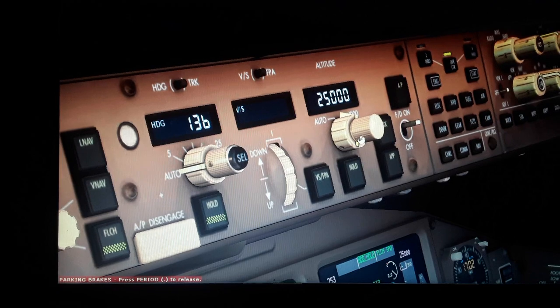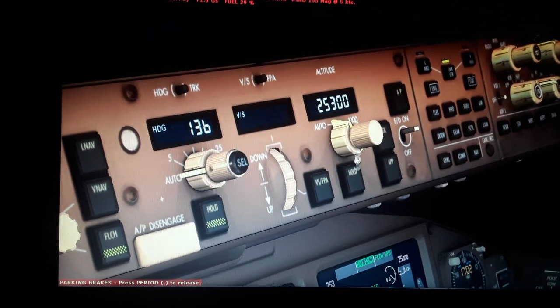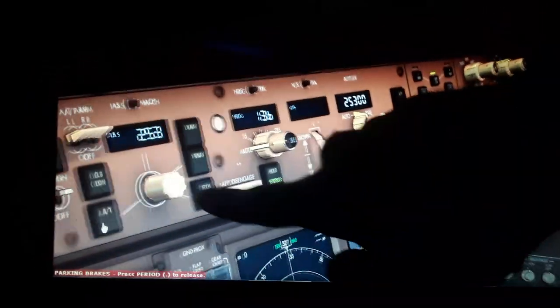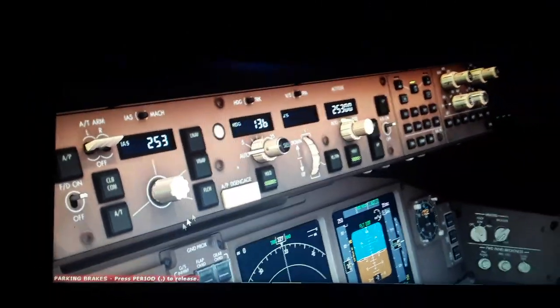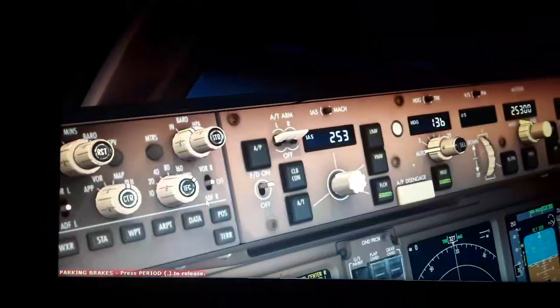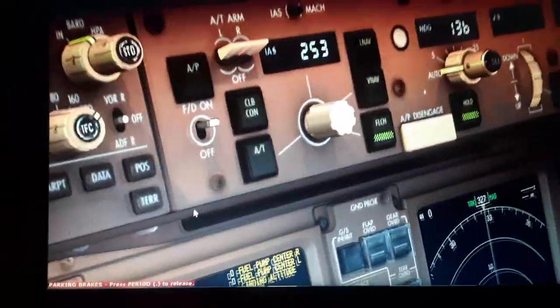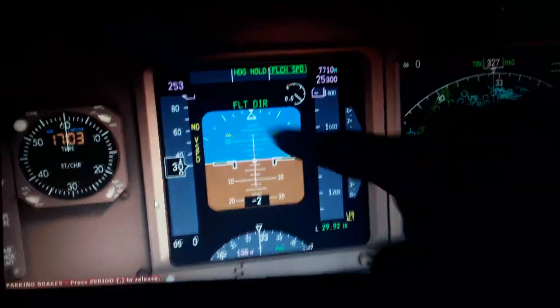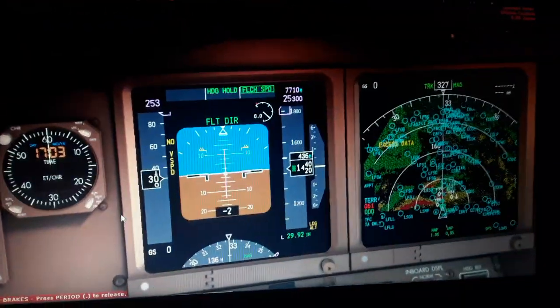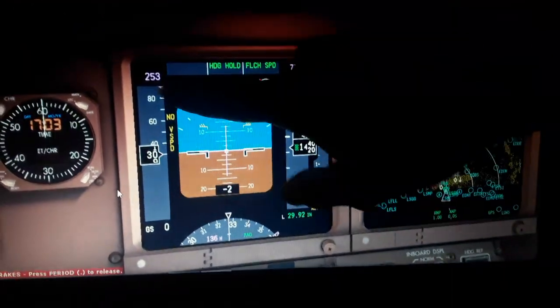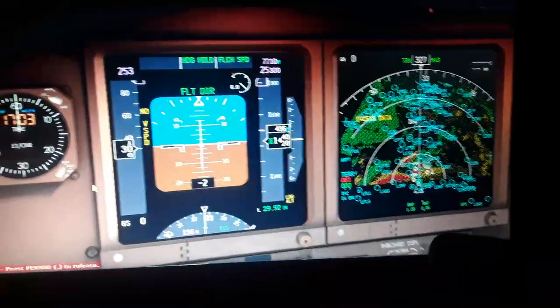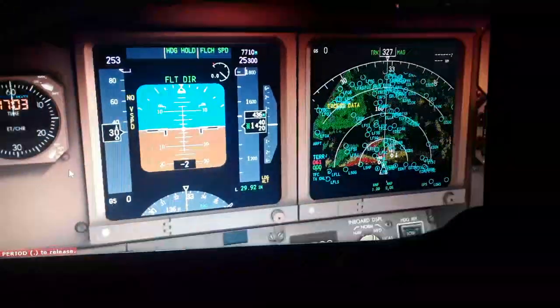altitude like 25,300, and we're gonna have also either mode, hold, flight level change or altitude, and we can set also the autopilot. I'm gonna show you now. We have the flight director now on, heading hold, flight level change, speed for this target airspeed, target altitude over here, from this aircraft elevation.